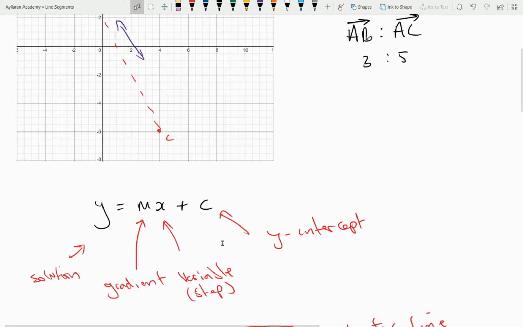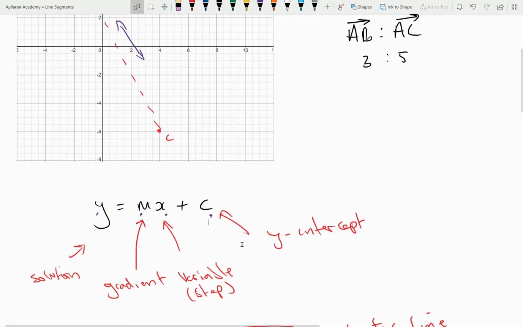Now the equation of a straight line is y equals mx plus c, where I have my solution, which is y, I have my gradient, which is the direction in which I'm going between points along that straight line. I have my variable, which is the step which I'm taking along the line, and I have my y-intercept, which is where the line crosses the y-axis when x equals 0.